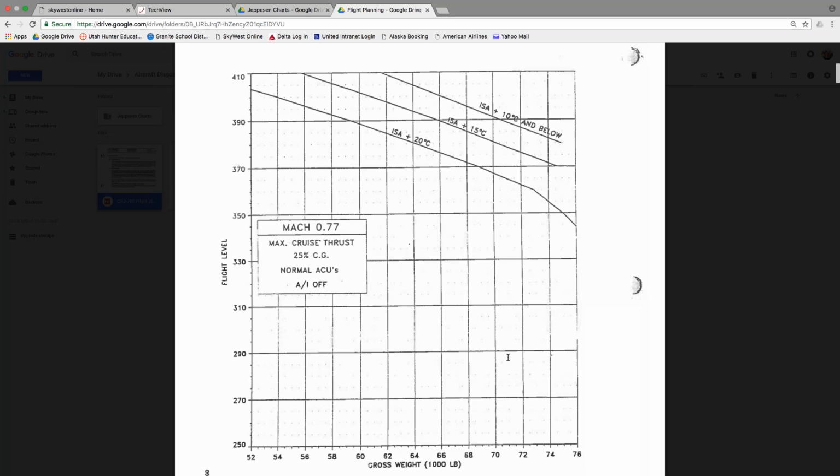Okay, what is the next step? Look at the climb. Where do we go to find it? So we chose flight level 380. Now where do we go for our climb and descent data? Distance and time.